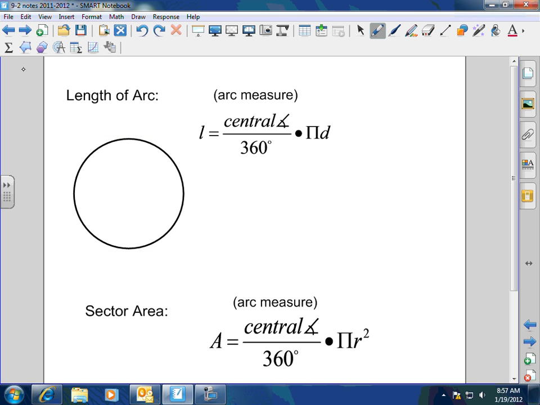Let's say I give you the following, gentlemen. I give you this right here. I cut this like this. I make this a 90. This is what symbol? Pi?